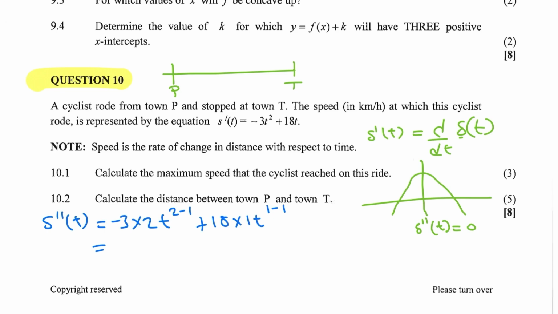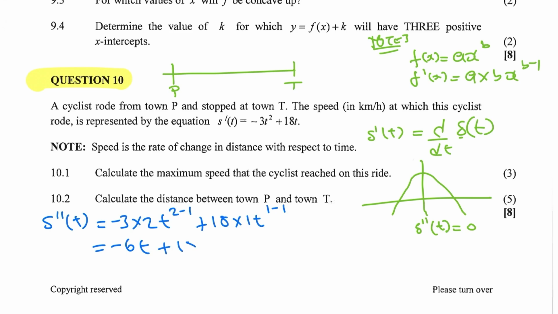It's part of your revision, but let me give you some notes to make sure we're all on the same page. If you have f of x equals a x to the power b, the derivative of this is going to be a times b times x to the power b minus 1. That's what we're doing here. So this is going to be negative 6t, because 2 minus 1 is t, plus 18, because t to the power 1 minus 1 is t to the power 0, which is just 1. Then the maximum speed is when this second derivative is equal to 0, so when this is equal to 0.